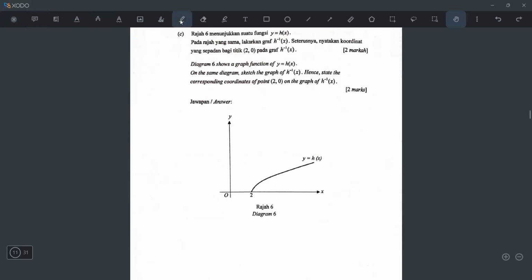Okay, there's another one, question C. Diagram 6 shows a graph of function y equals h(x). You can see that. On the same diagram, sketch the graph of h inverse.